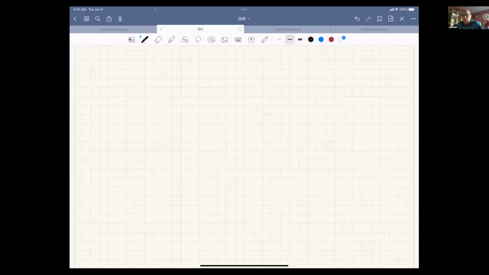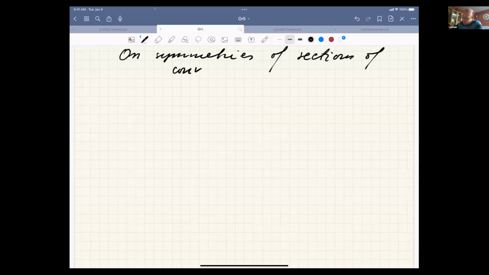So first of all, I would like to thank the organizers for the invitation, especially Sasha Stokolas, for letting me know about this conference. So I will speak about symmetries. Let me write down the title again: on symmetries of sections of convex bodies.